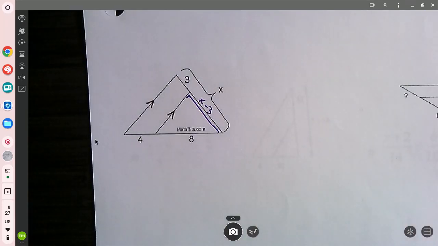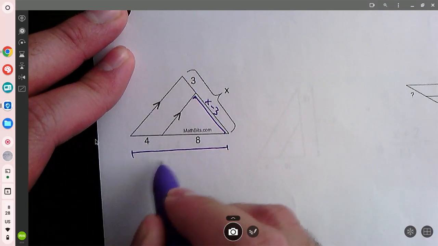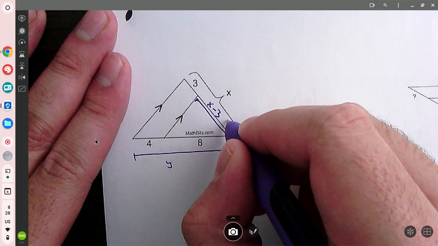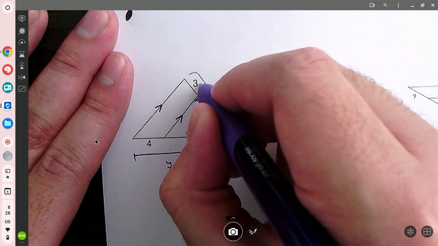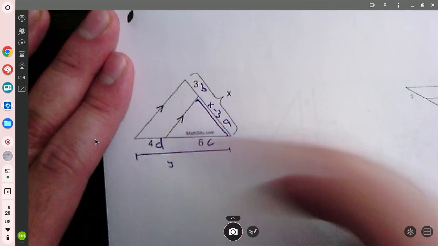Okay, and now we can start labeling our letters if you would like. We already have this whole side as x, so I can label this whole side as y. I'm going to label this bottom of the smaller triangle A, this 3 B, this 8 C, and the 4 my D.